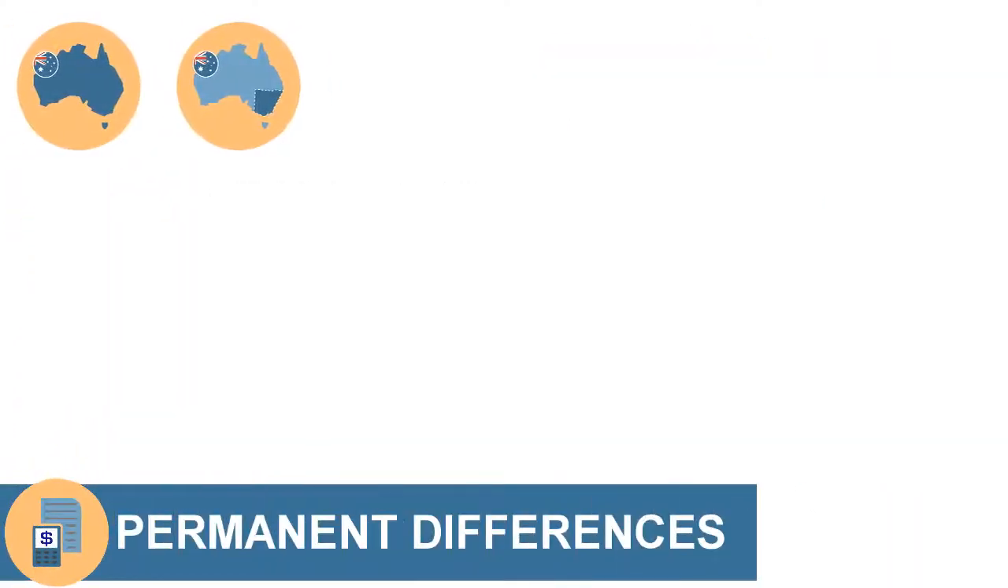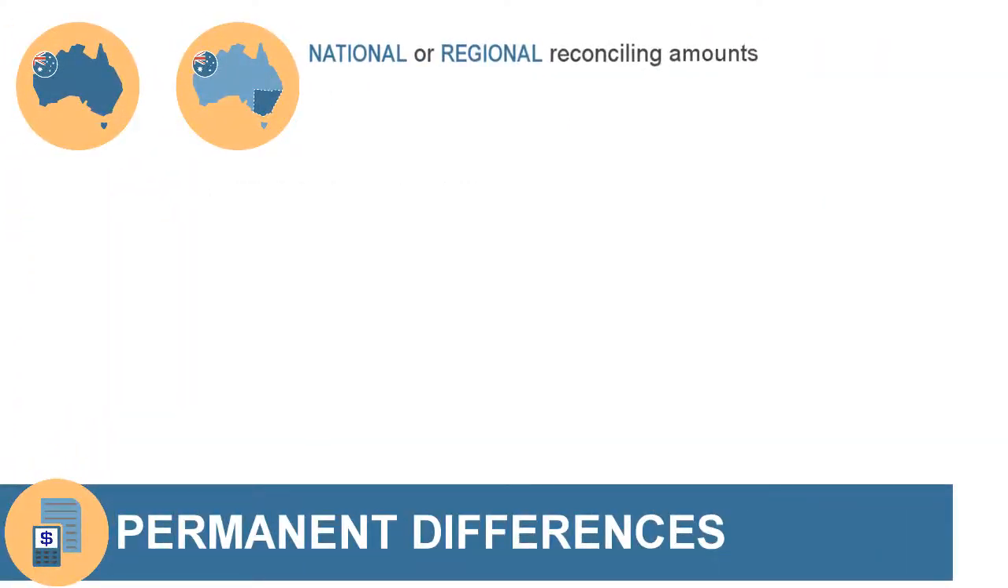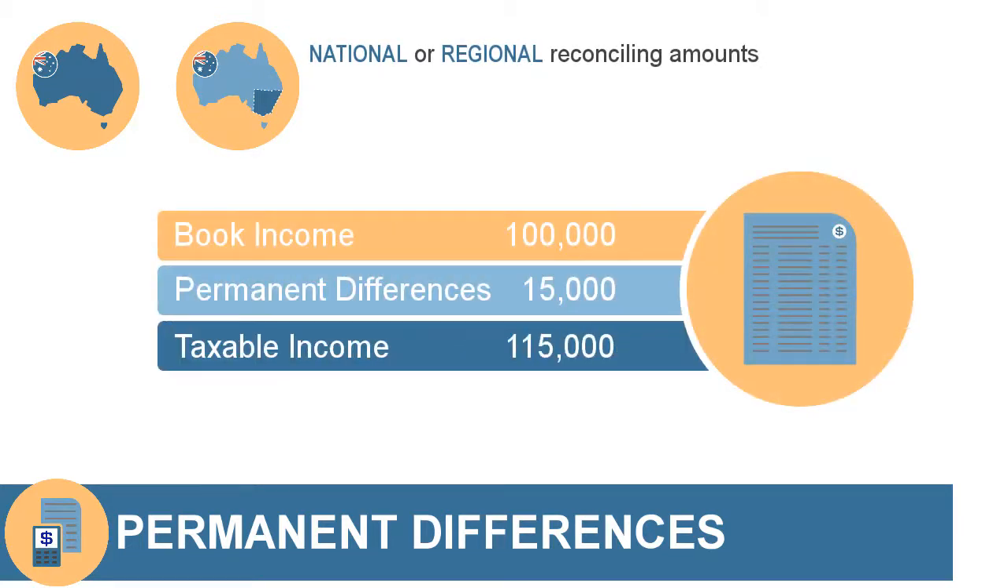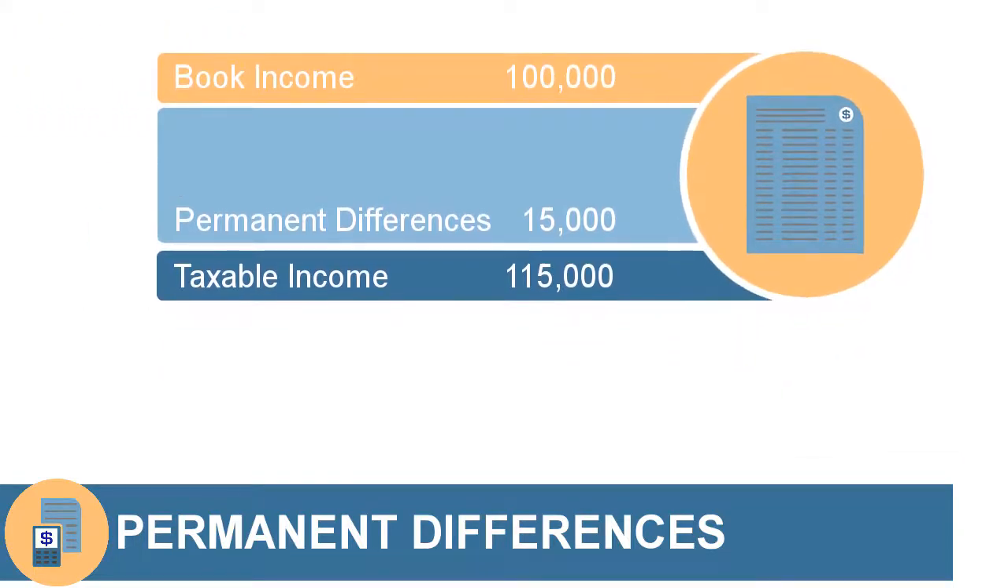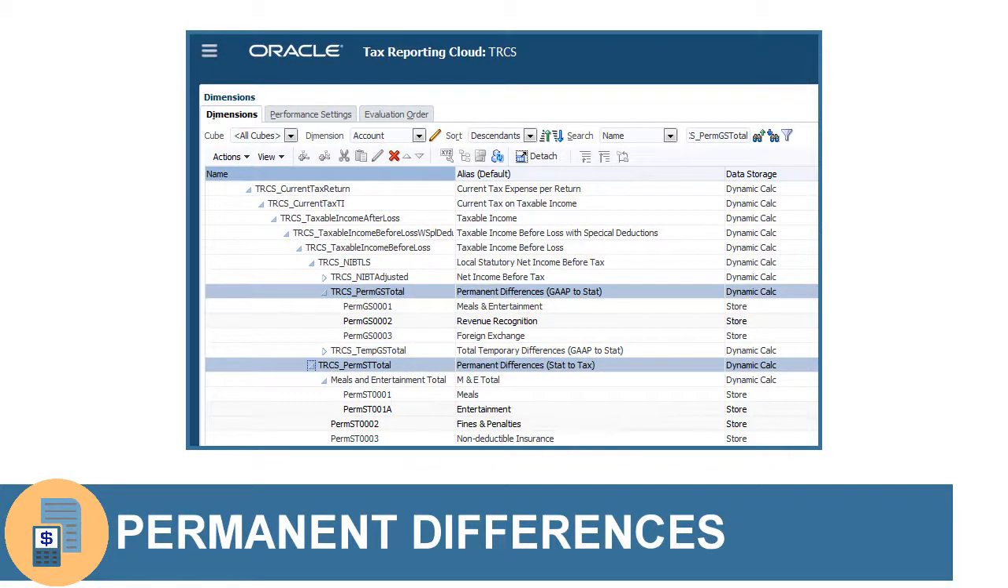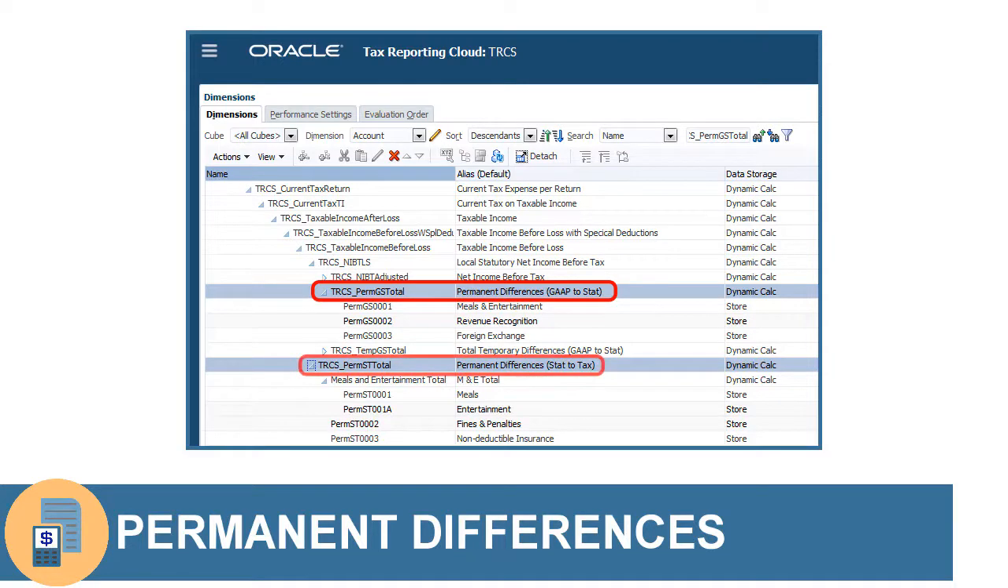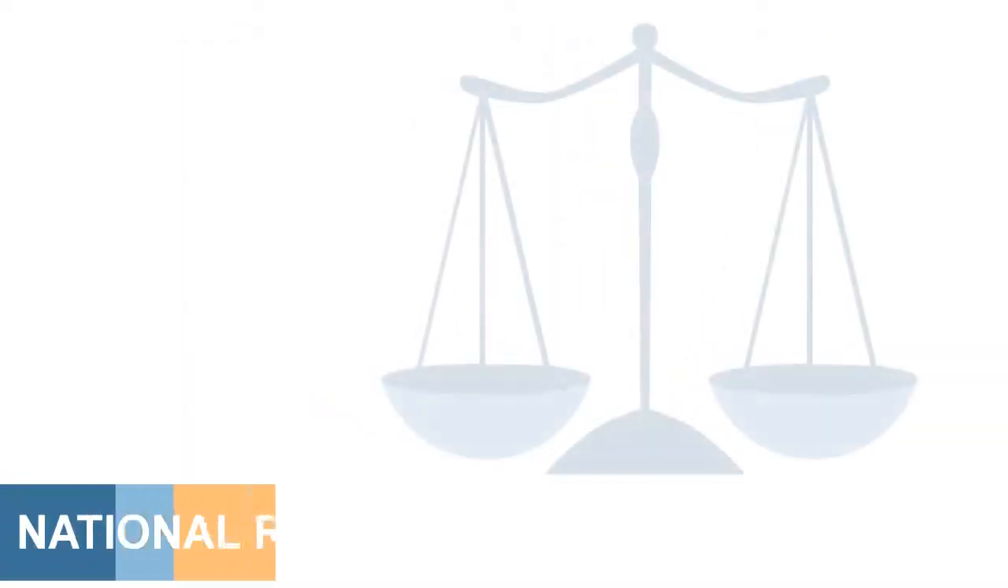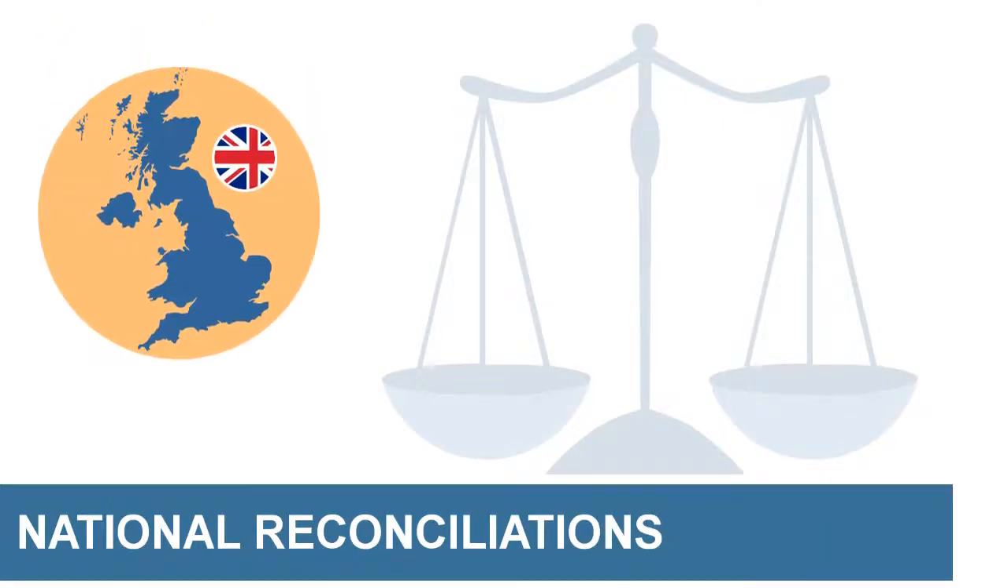Permanent differences are national or regional reconciling amounts due to their non-deductibility or inclusion for federal or regional or state tax purposes. Examples include fines and penalties, up to 50% of meals and entertainment, certain life insurance proceeds, and so on. These amounts are stored in members of the account dimension under TRCS_PERM-GS total or TRCS_PERM-ST total.